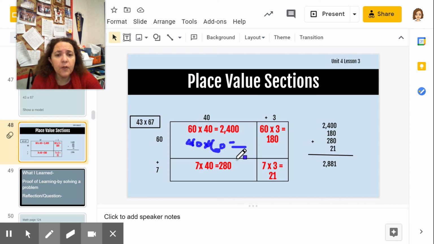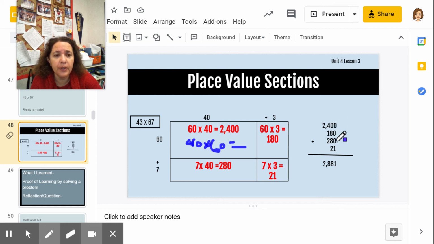All right, so then 2,400, 180, 280, 21. So double check: 2,400. Yep, 180, 280, 21. Common mistake. Make sure you line up your place values. Sorry, I'm stuck with decimals. Make sure you're lining up your place values. Okay, so the ones and the ones, the tens and the tens, hundreds and the hundreds, thousands and the thousands.